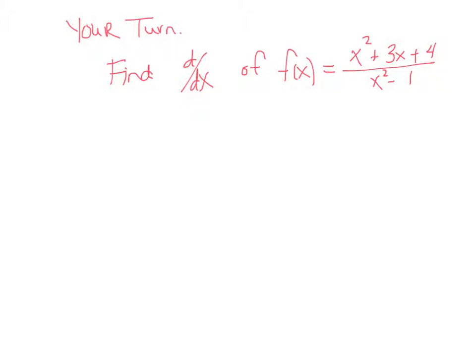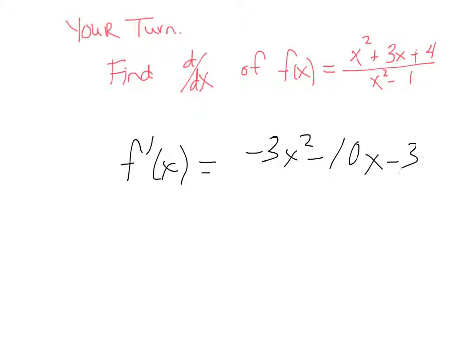Okay, so it's your turn. I'm going to let you work this problem, see how you do, and I'll give you the answer in just a second. Your final answer should be the derivative of this using the quotient rule: negative 3x squared minus 10x minus 3, all over x squared minus 1 squared.